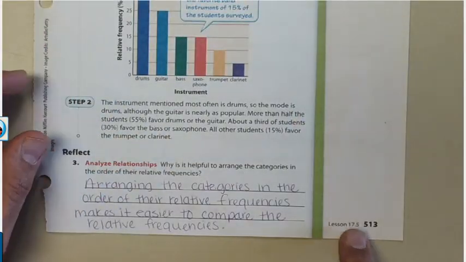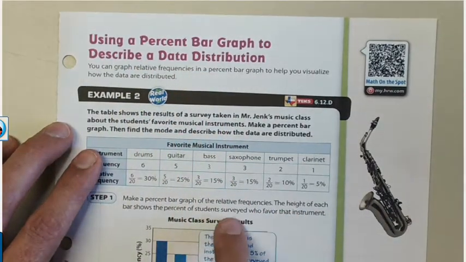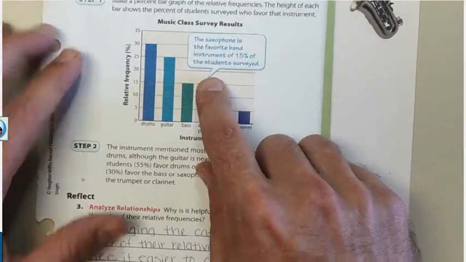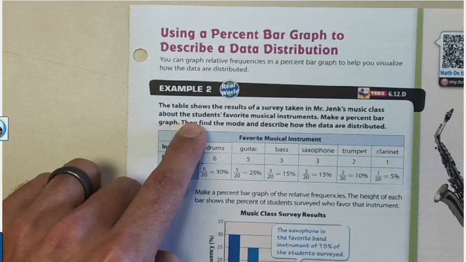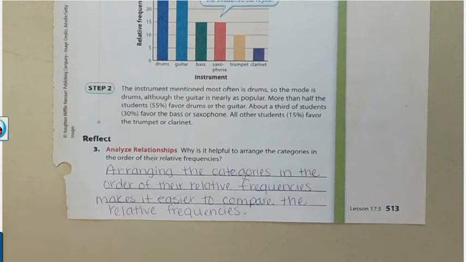Alright, this is page 513. I want you to read through this part right here on your own, on your notes. Read through step 1 and step 2 for example 2. And then I want you to copy down the notes for the reflect. Pause the video. Alright, when you're done, turn it over.